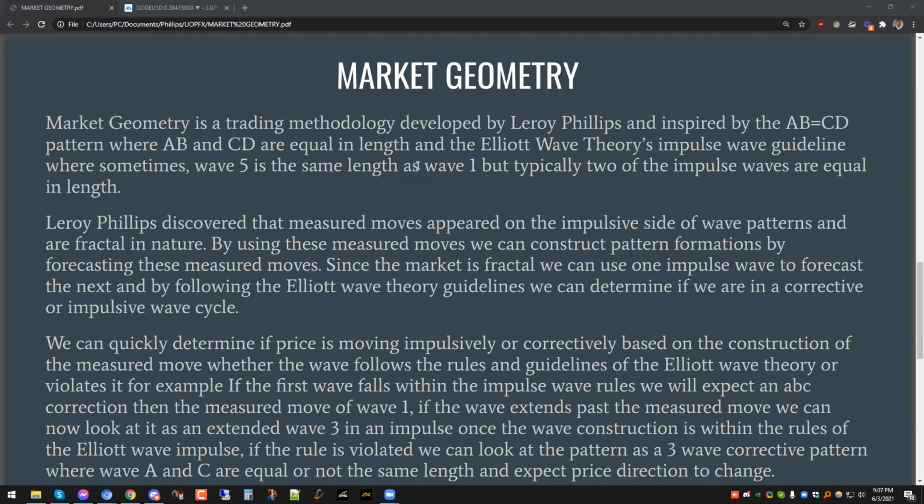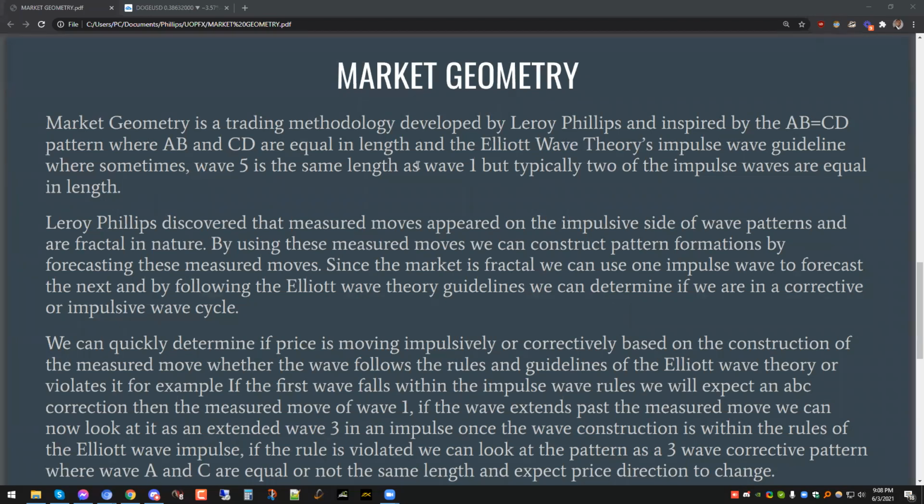So what we do is use these measured moves to project profit targets. The market is very fractal in nature. We have similar patterns repeating themselves over and over again. So we simply use these pattern formations, and by measuring one leg of the pattern using measured moves, we are able to project the next impulsive or corrective impulsive leg of that pattern.